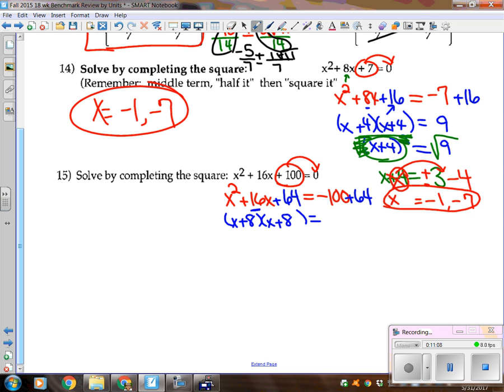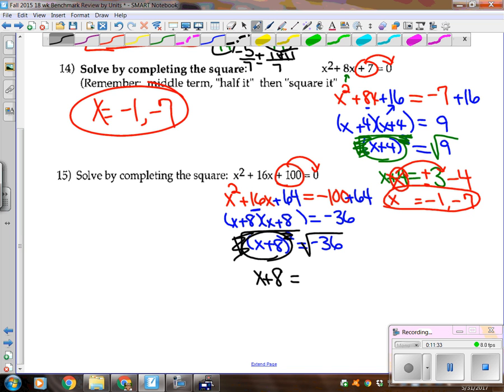Negative 100 minus 64 is negative 36. I can rewrite x plus 8 as one parenthesis squared is equal to negative 36 because I was trying to make it become a perfect square. Now, to undo the square, we're going to take the square root of one side and the square root of the other side. This side I know I get x plus 8. Something interesting happens on this side. For the first time in my review, I have run across a negative underneath the square root.